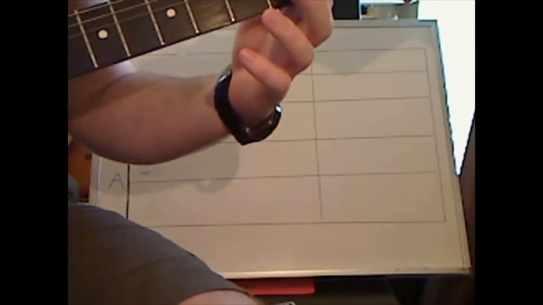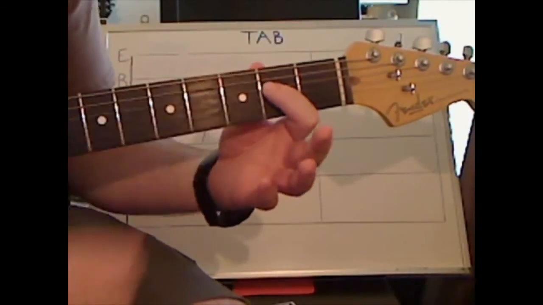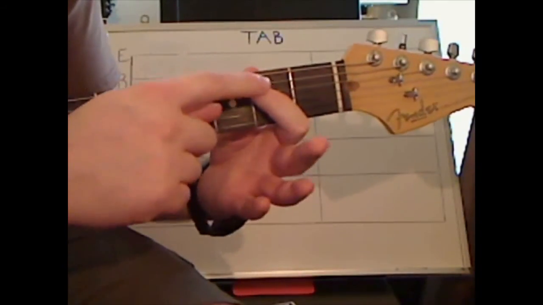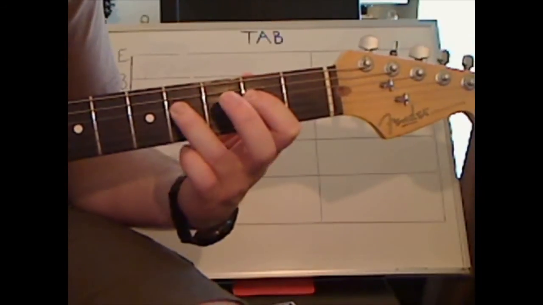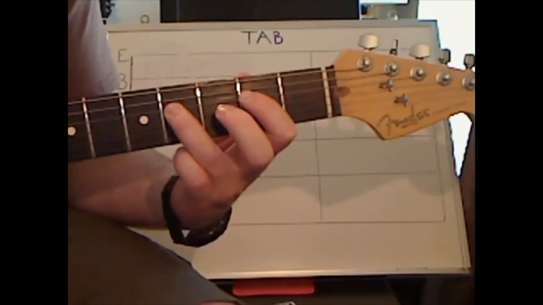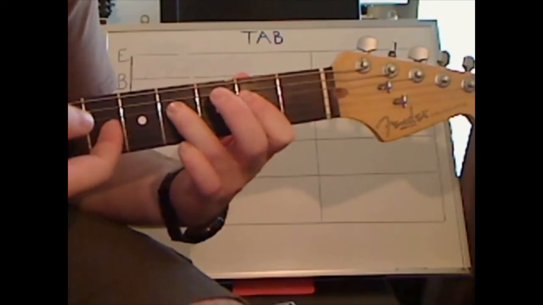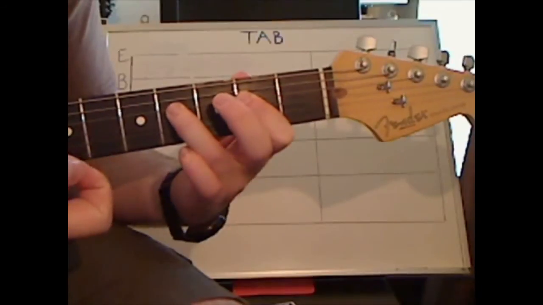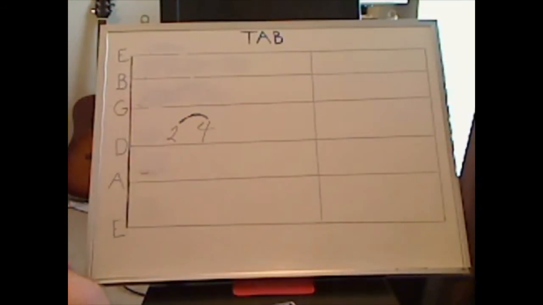I have one of my fingers, usually your 1st finger, on the 2nd fret of the D string. I'm going to pluck that note, and then without re-plucking the string, I'm just going to hammer this finger down hard enough to where the next note comes out. Like that. Okay? So that's how that works. That's just called a hammer-on.